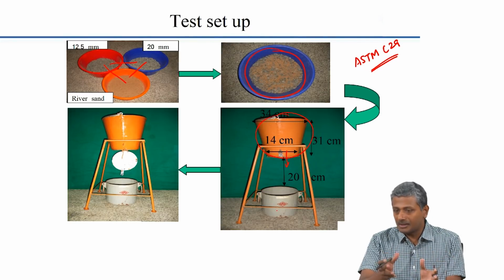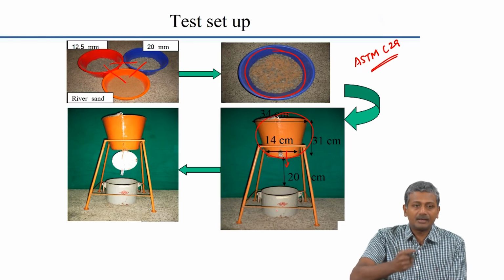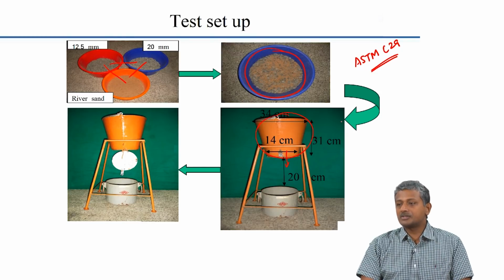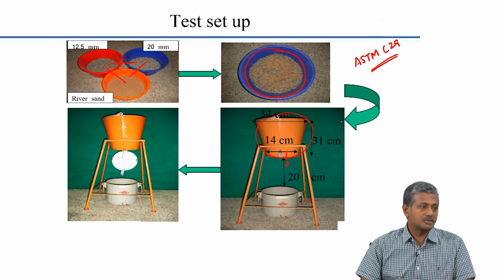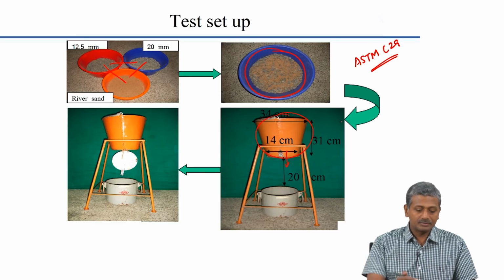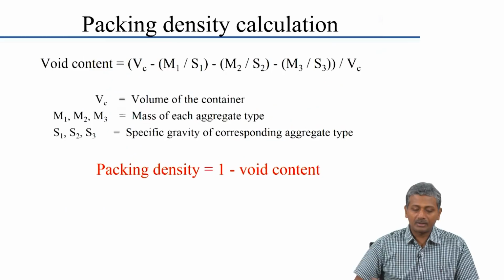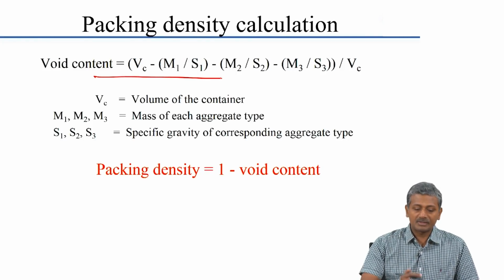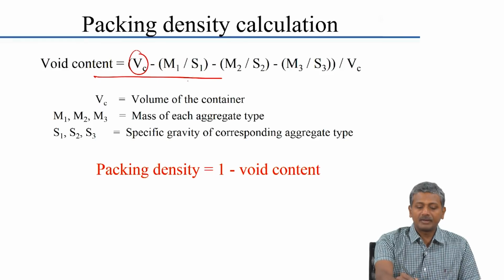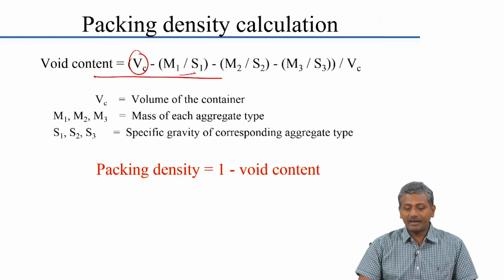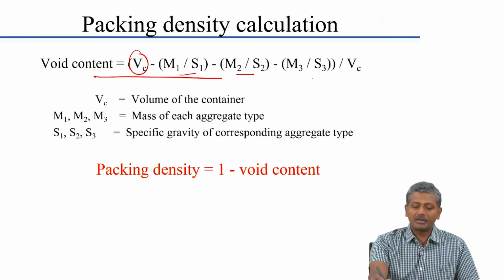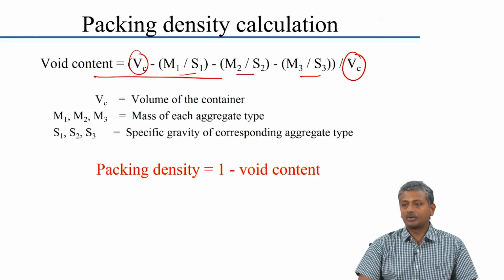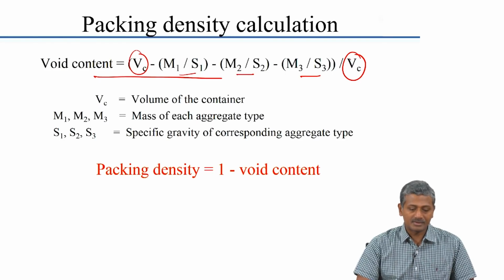So, instead of making the same mixture, putting it inside and rodding it to compact it, all you have done is give compaction energy by dropping it from a height, that is all you are doing here. Then you just measure the unit weight and based on that you can calculate the void content of the system. Void content is nothing but the volume of the container minus the volume of the sand minus the volume of the 20 mm aggregate minus the volume of the 10 mm aggregate, divided by the entire volume of the container. That is the void content that you get in the system.